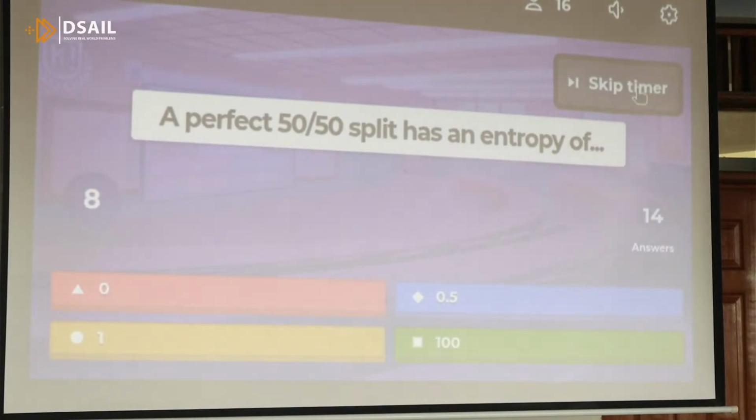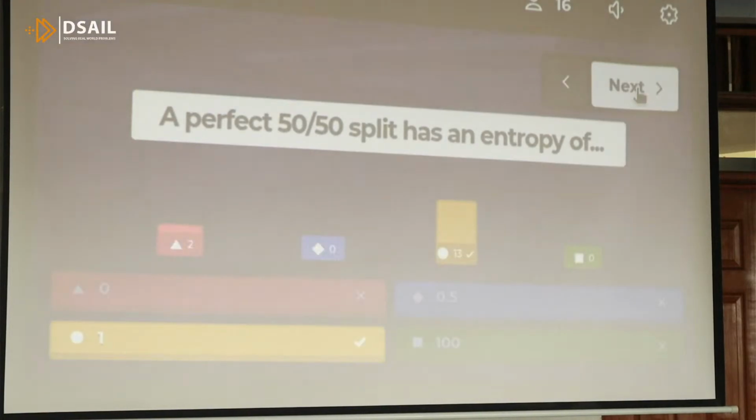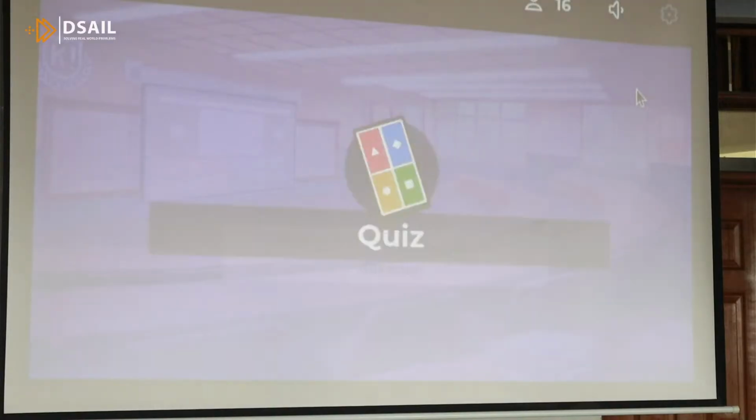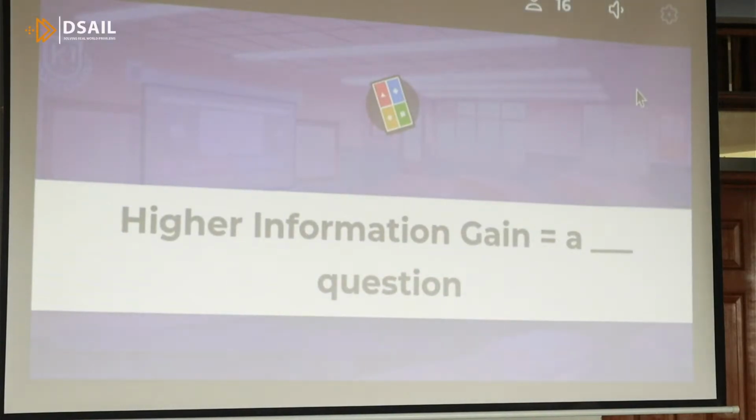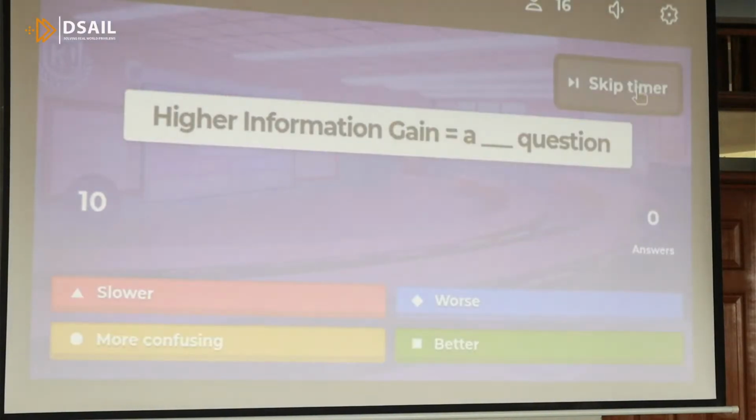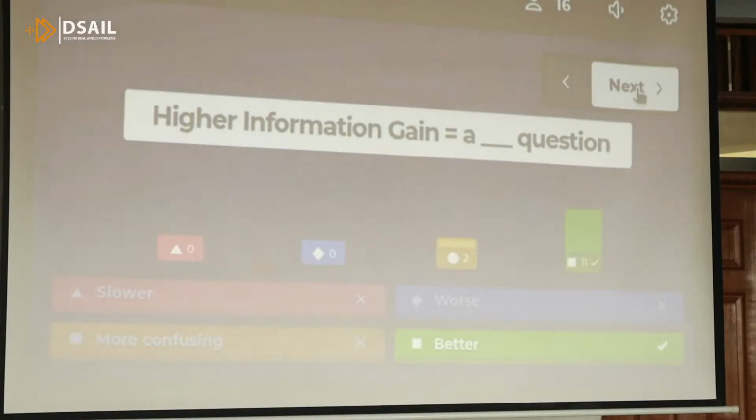Two more people. Perfect. 13, it's 1. It's entropy of 1. I think we did that there. Two seconds, 1 second. Okay, yeah, it's a better question. A better question is equal to high information gain.